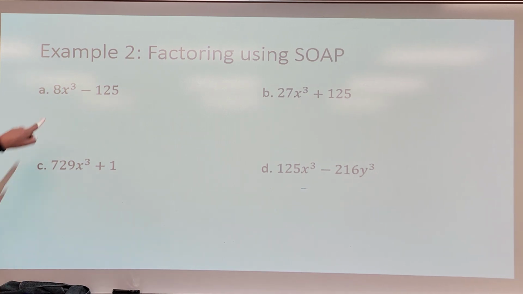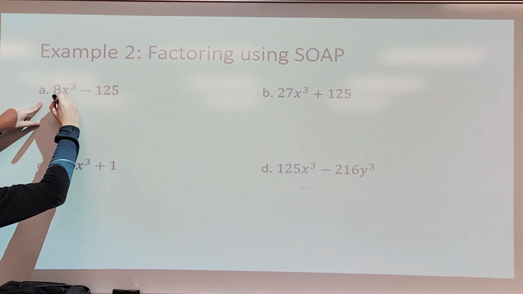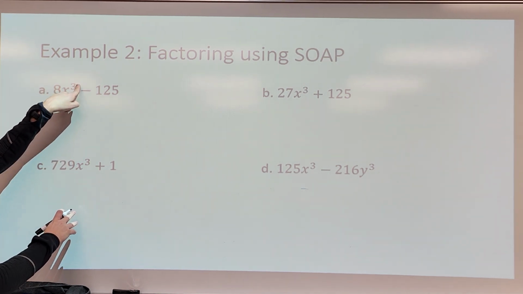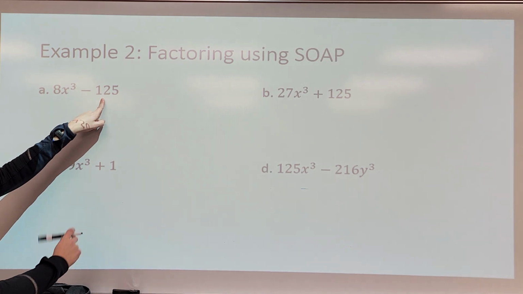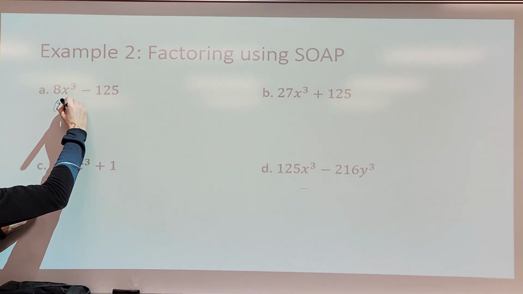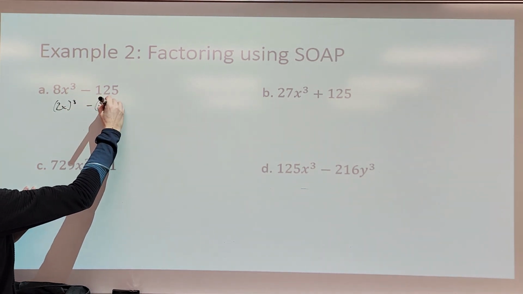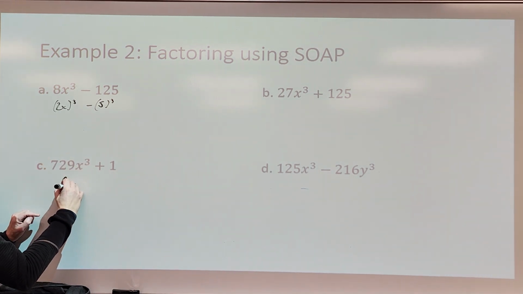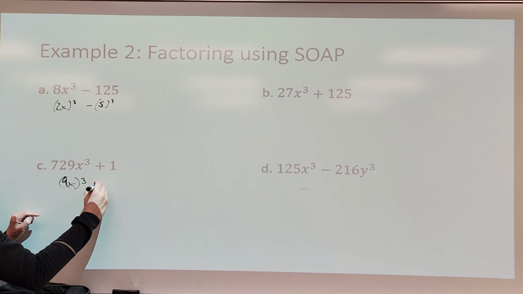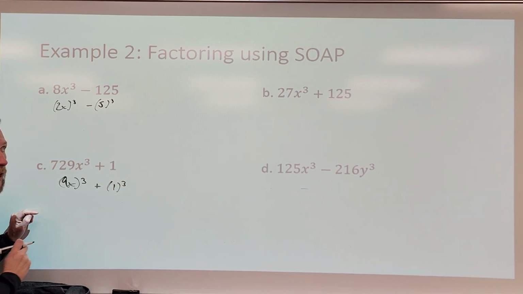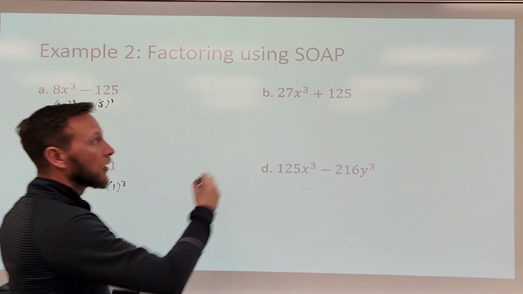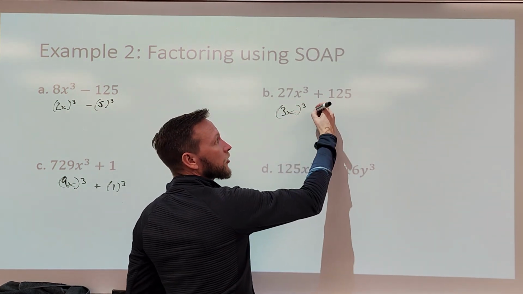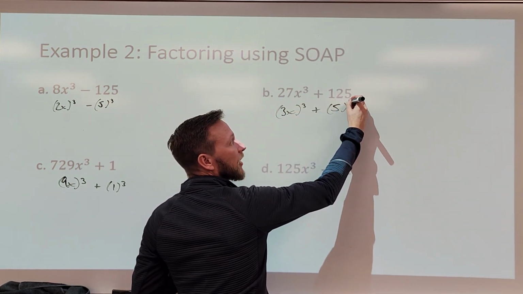But here we know that we have 8x to the third power, which is 8, a perfect cube, x cubed, 125, a perfect cube. This is 2x cubed minus 5 cubed. 729x cubed, that is 9x times 9x times 9x plus 1 times 1 times 1. This is 3x times 3x times 3x plus 5 times 5 times 5.